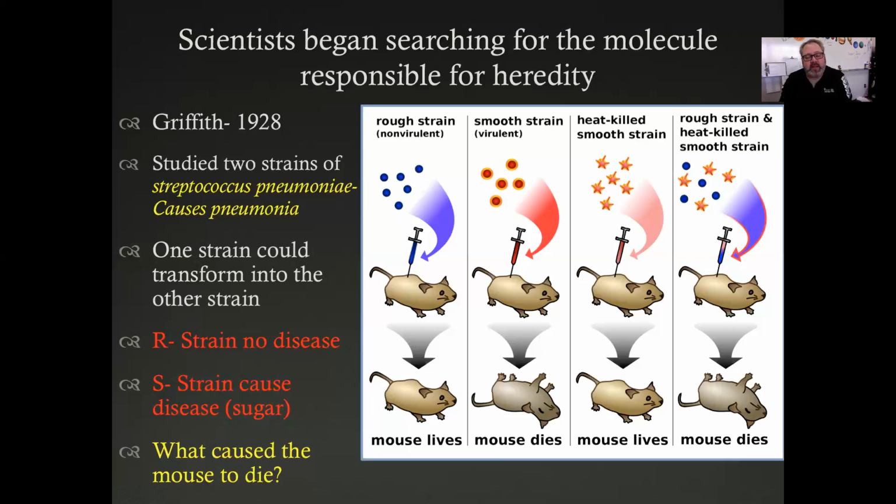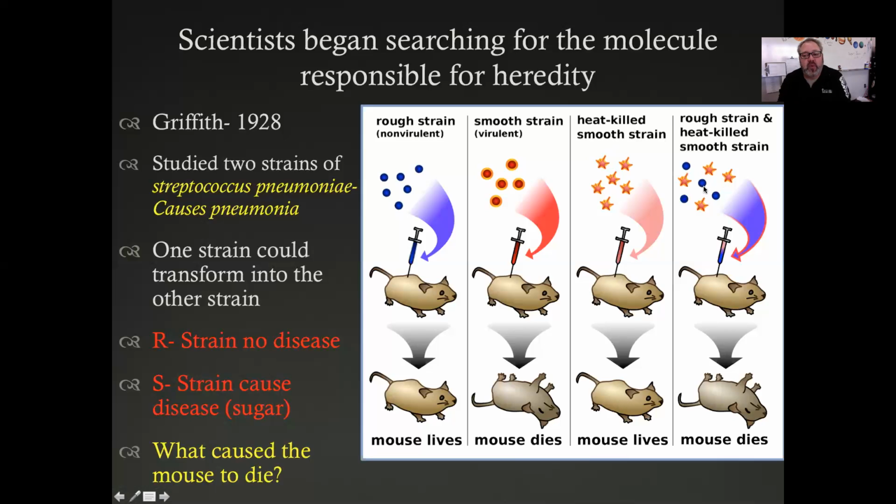If it were a live bacteria, when that bacteria enters the host, the mouse or the human or whatever it happens to be, it takes over the normal functioning of those cells and tricks the cell into making DNA for the bacteria. That's why we end up with bacterial infections and things like that. So he took this heat-killed smooth one, injected the mouse, and the mouse lived. That makes sense because the bacteria was already dead.